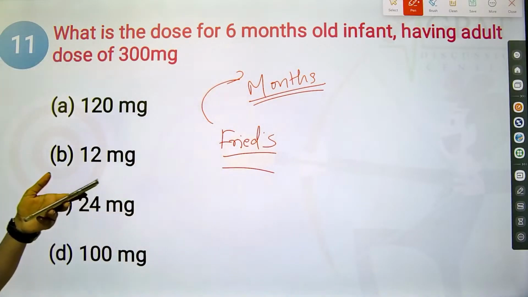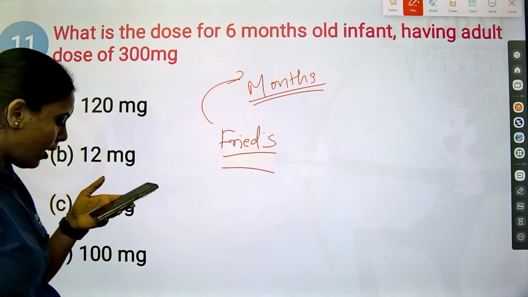Very good, Prasanna. I think Prasanna has given. What should be the answer? Okay, you guys have given.